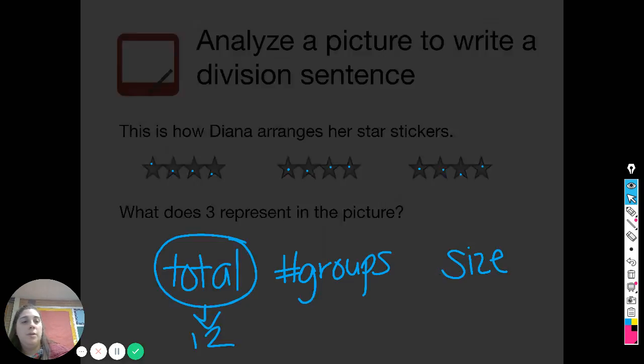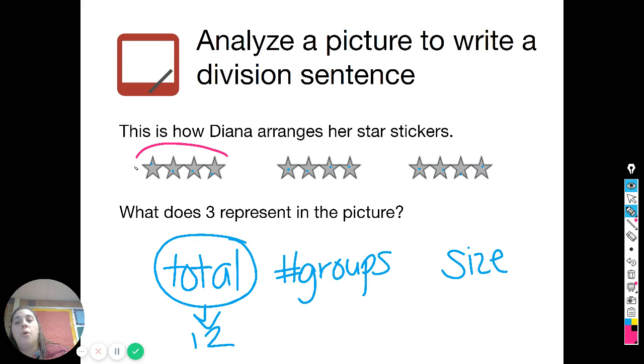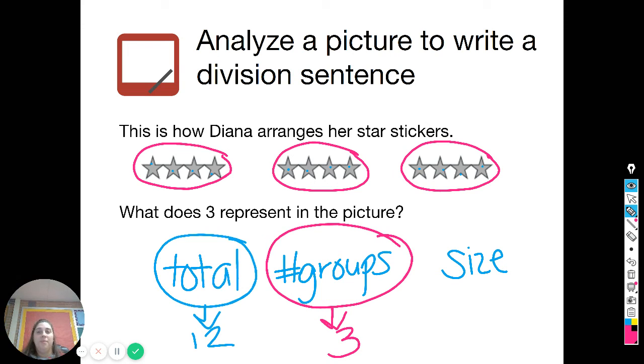Well, if we go ahead and we start circling, there's 1 group of stars, 2 groups of stars, 3 groups of stars. So the number of groups is 3. Well, then that means there's only one thing left. So right now, the size is our unknown.